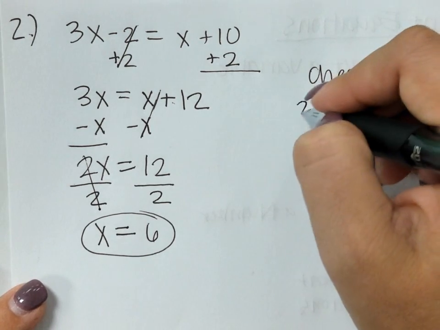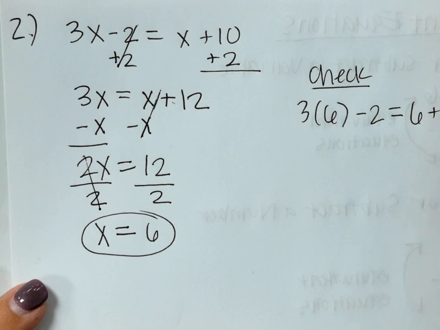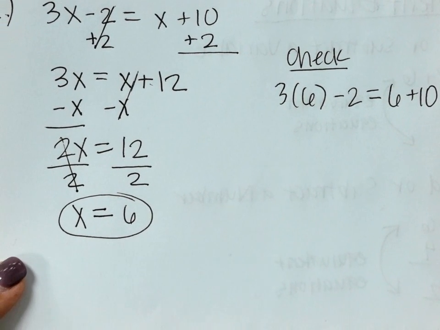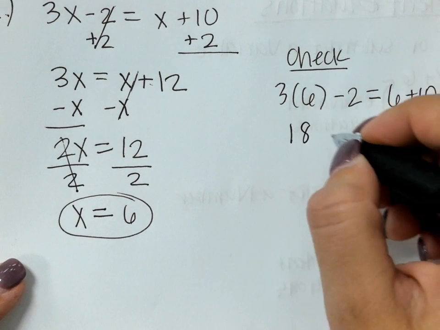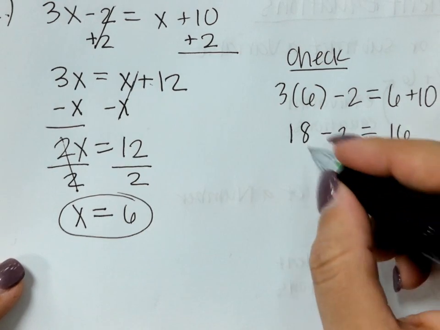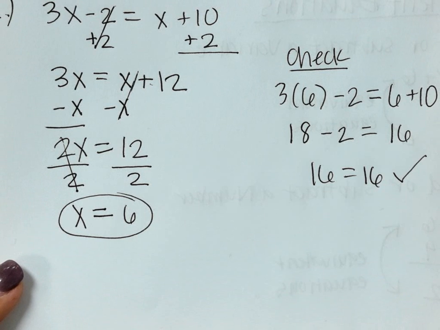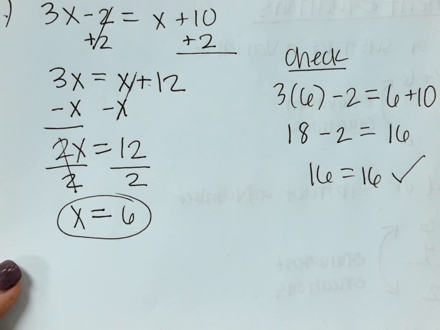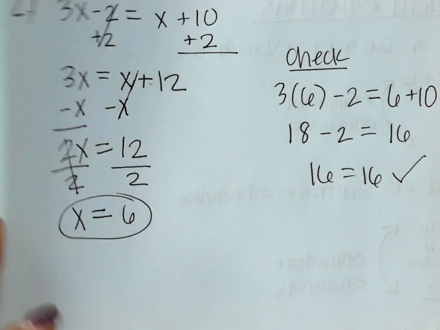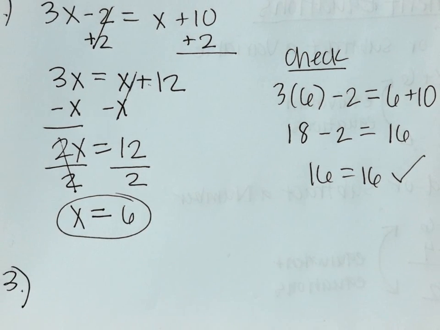If I check it, that means I have 3 times 6 minus 2 equals 6 plus 10. 3 times 6 gives me 18. What's 6 plus 10? 16. So then 18 minus 2 is 16, which equals 16, so I'm correct. Questions? Yes, ma'am. We good on this one? One more example.